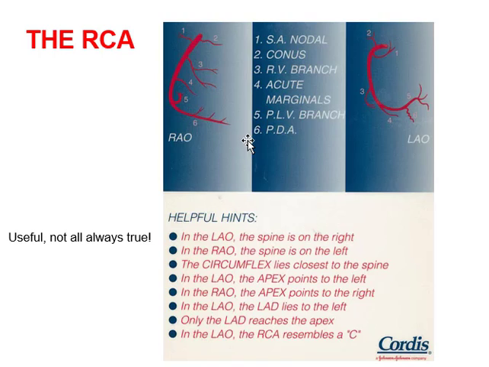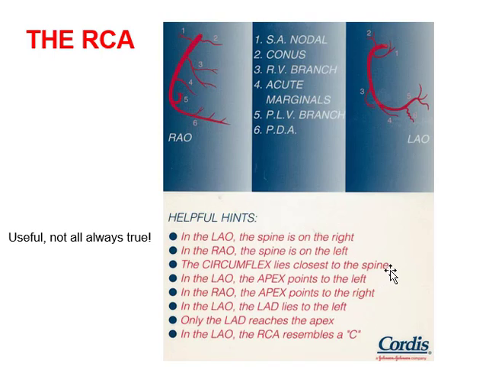If you look at enough of them, you'll pick up your fine anatomy and your coronary circulation. They've got some helpful hints in terms of identifying the orientation. In the LAO, the spine is on the right. In the RAO, the spine is on the left. Beware, because this doesn't always apply. But if you're looking at an angiogram and you have no idea, that's a starting point.